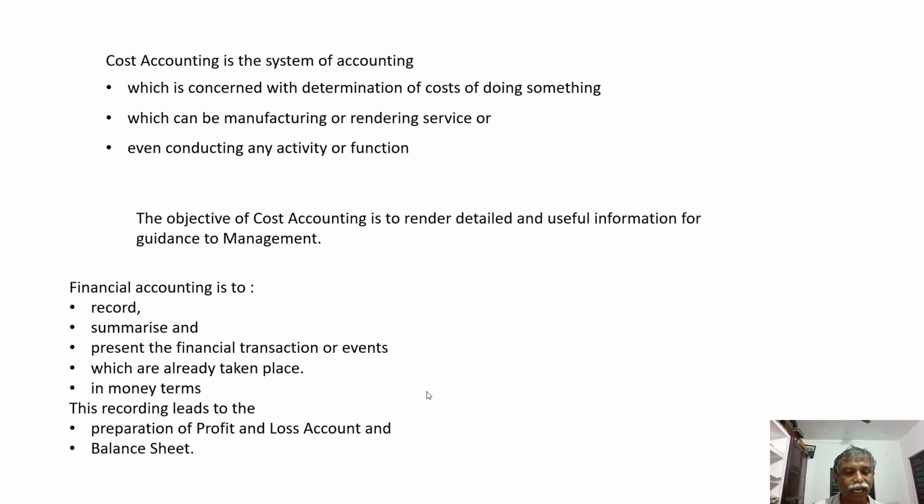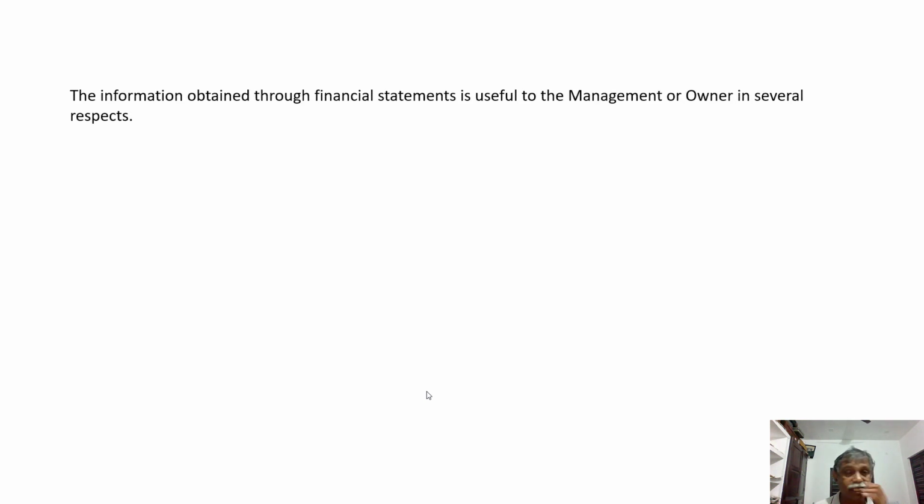But this financial accounting, profit and loss account and balance sheet will definitely provide information to the management or the shareholders of the company or the owners of the company or partners of the company. They get a lot of information from how much profit they got, what are the assets and what are the liabilities, what is the current liability, etc. They get a lot of information from that.